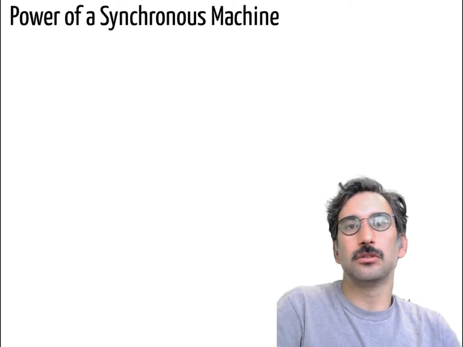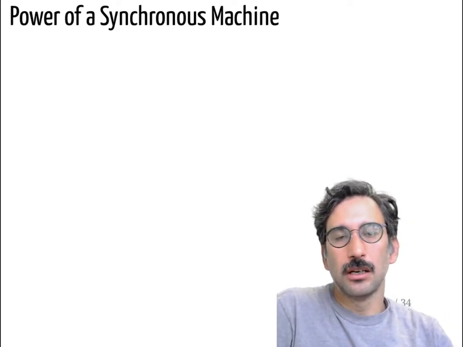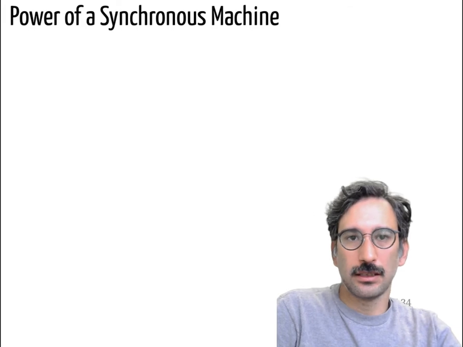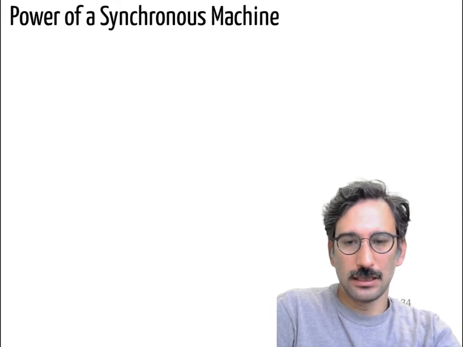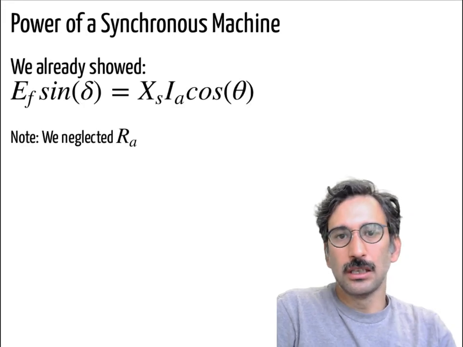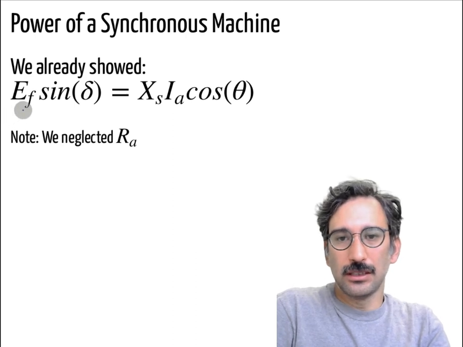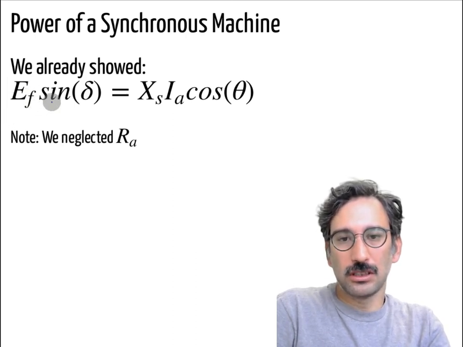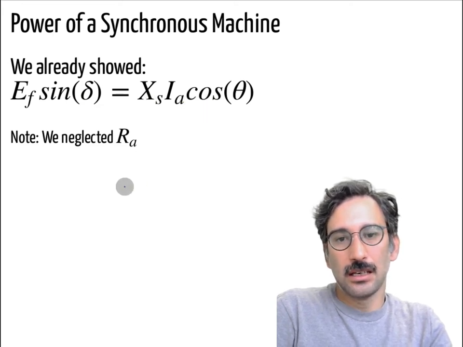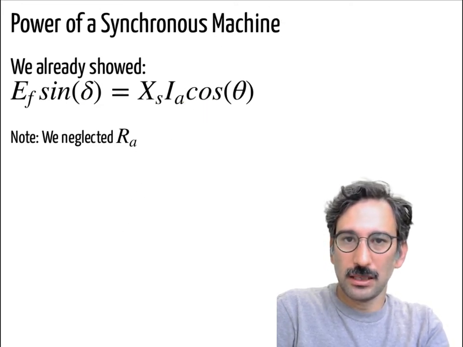Hi. Today we will talk about the power and torque in a synchronous machine. In the last lecture, we already showed that EF, the induced voltage, times sine delta is equal to XS times IA cos theta. Let me start with a quick review.